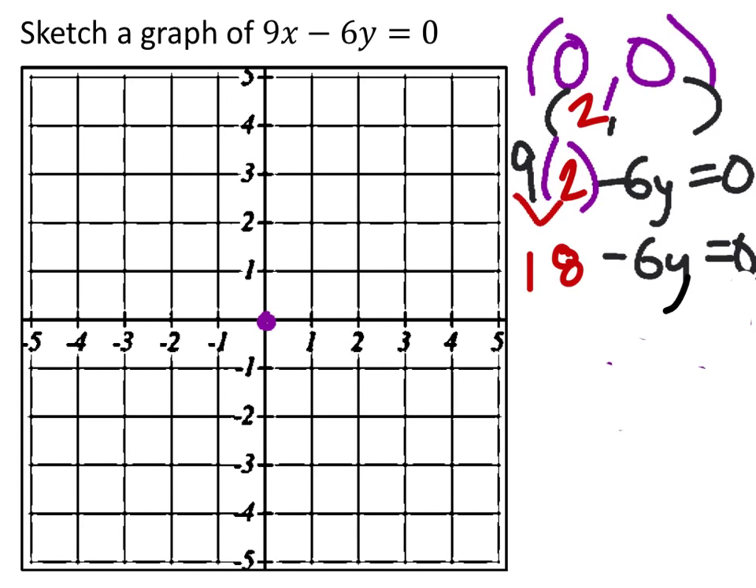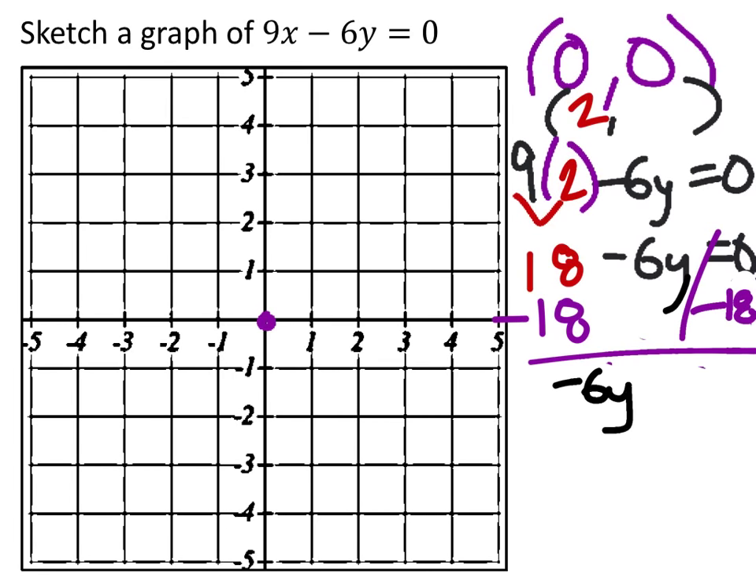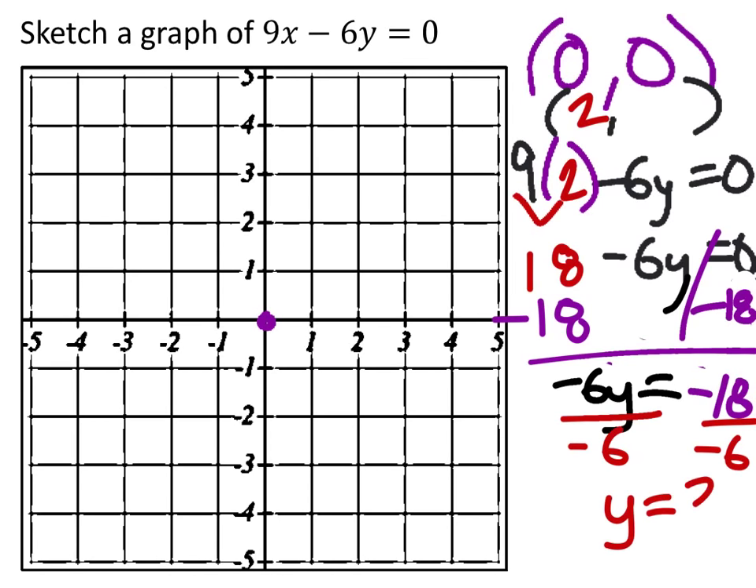So I need to get rid of that 18 now. I'm going to subtract 18 from both sides. And now I got negative 6y equals 0 minus 18, which is negative 18. And then finally, to solve for y, divide both sides by negative 6. And we see that y is 3. So I have this other point, 2, 3.